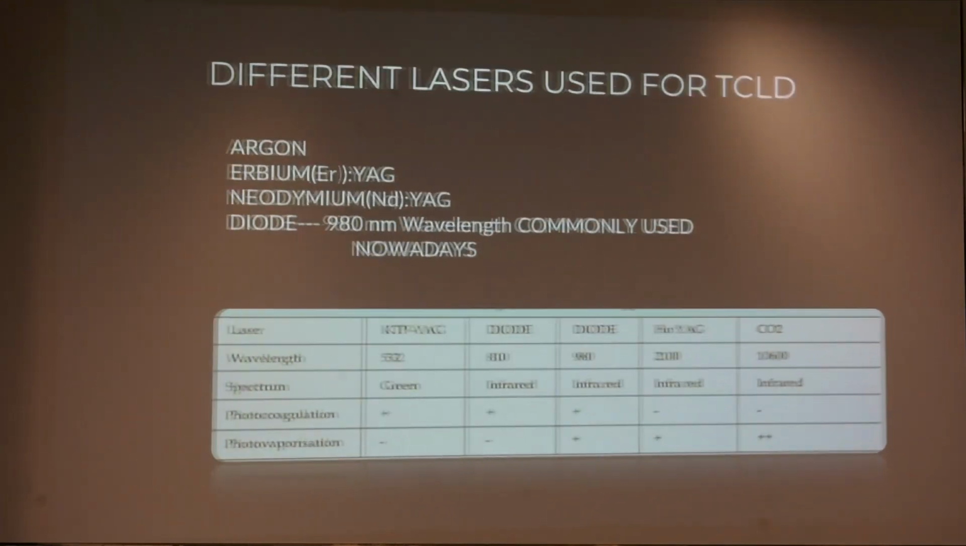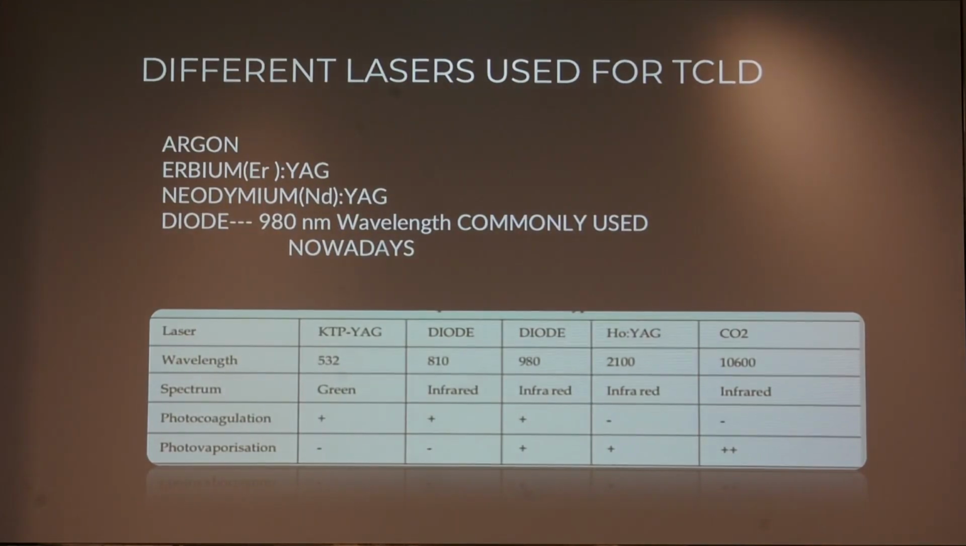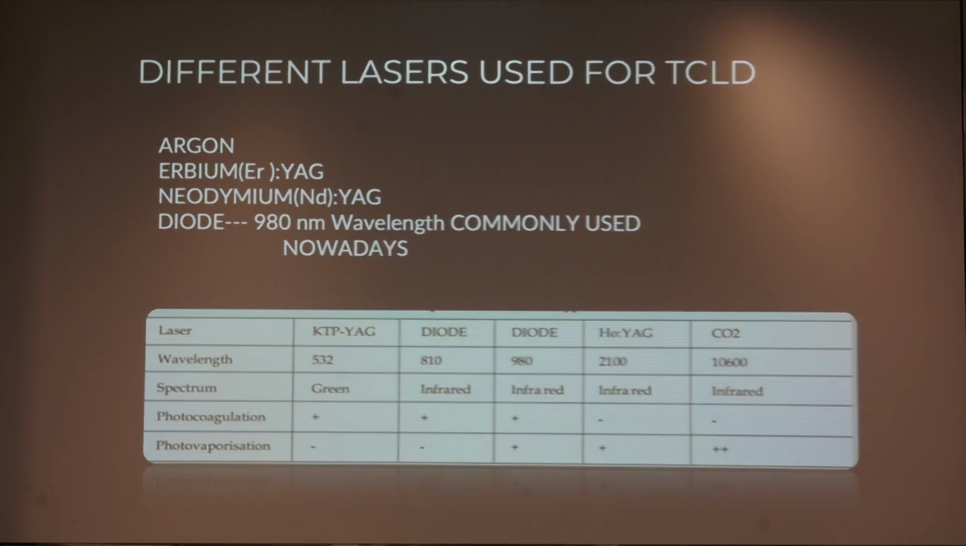Let's talk about the laser which we use nowadays. 980 nanometer wavelength, commonly used diode laser. We use diode lasers nowadays more commonly. This diode laser works in contact mode only. It creates evaporation and coagulation at the site of contact only.